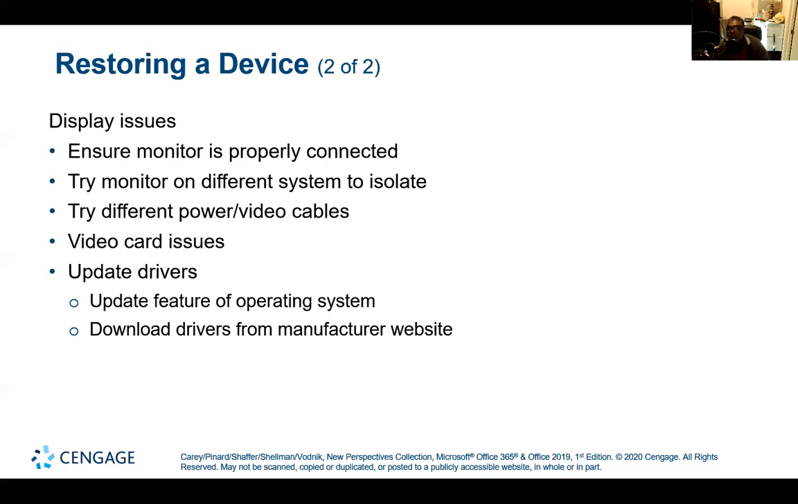And display issues. Some of the display issues that you can run across: ensure that the monitor is properly connected. Surprise. Try the monitor on different sides to isolate. If you have more than one monitor, like I do, and one starts to act strangely, the first thing I'm going to do is swap the cables around to see if the problem travels over to the other side. If it does, then I know that the problem is with the PC and not with the monitors.